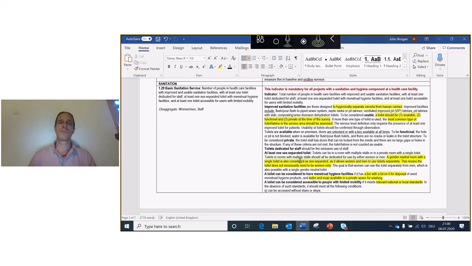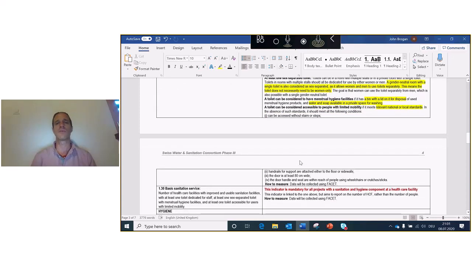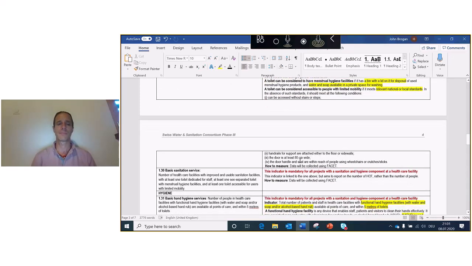Menstrual hygiene management facilities include a bin with a lid on it for safe disposal of menstrual hygiene materials, as well as water and soap available within the toilet so that women have access for private washing. Limited mobility, I would say the first thing to look at is national standards and to respect those national standards when you're constructing toilets for people with limited mobility. In absence of that, these definitions provide 4 or 5 points to take into consideration.